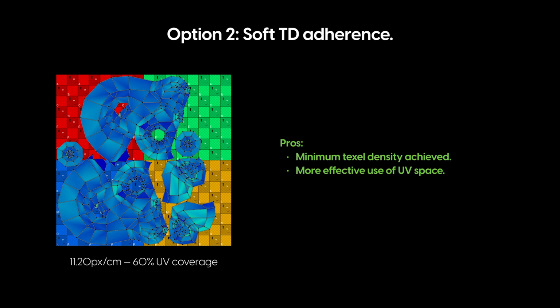Option 2. Suppose your TD targets are treated more as soft targets or guidelines. In that case, you'll want to go through the process to get to this point and achieve the TD target at a minimum, then pack and scale your UV islands to take up as much of the UV space as possible. This does mean your final texel density will be higher, but that's usually fine, assuming you aren't orders of magnitude out of bounds.